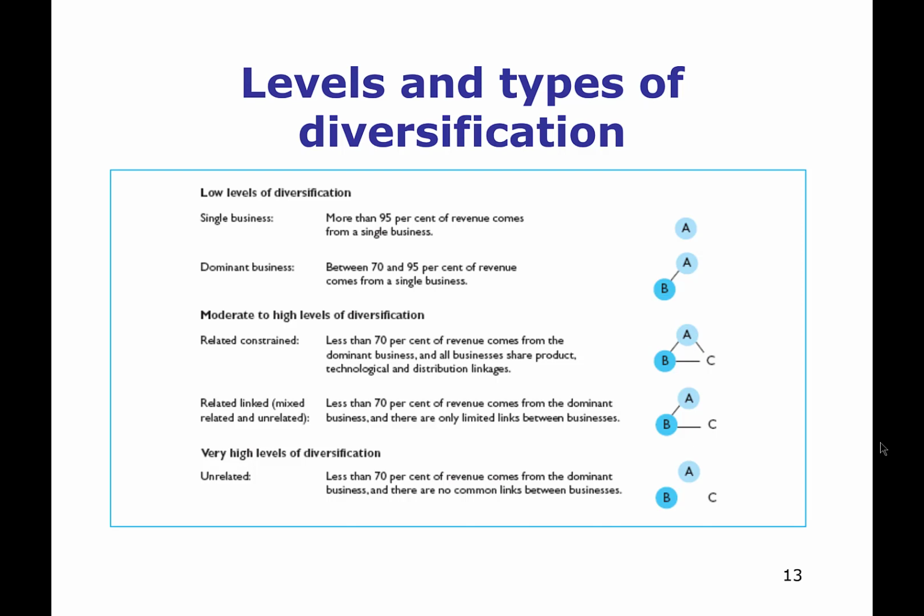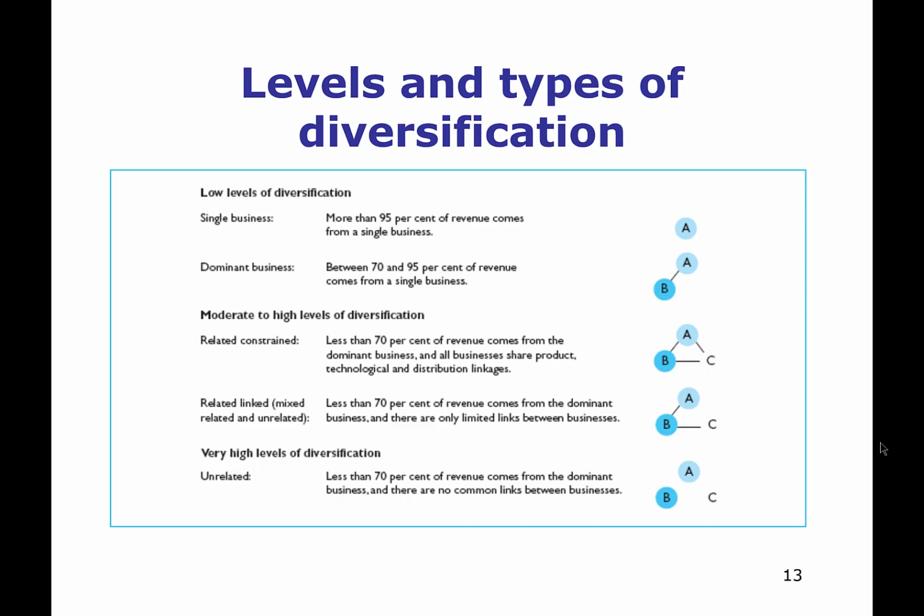A dominant business firm may have a major business, but it also may have some other businesses that are part of the organisation. But between 70 and 95% of its revenue still comes from the main business. That's called a dominant business firm. So it might be a department store that has a chain of supermarkets attached to it. It might be a car manufacturer that also has some other business, aircraft manufacturing. Dominant business might be cars, and aircraft might be its sideline. So they're firms with low levels of diversification because so much of the revenue comes from one business.